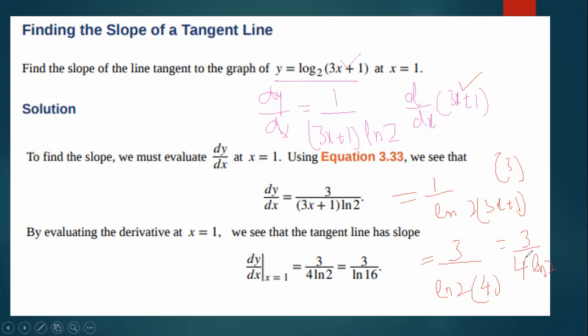So I will write 3 upon 4 ln 2. This 4 will be written according to the property of logs as a power, so it will be 3 upon ln 2 to the power 4. So we will write that 3 upon ln 16, since 2 to the power 4 is 16.